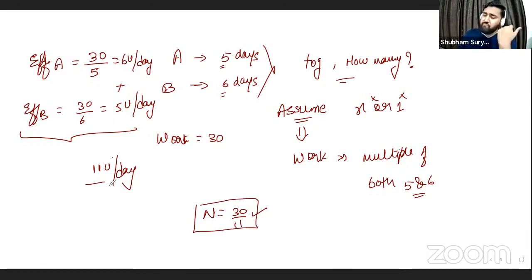every day 11 units of work needs to be done. So in 1 day, 11 units of work. In 2 days, it's going to be 11 into 2. In 3 days, it's going to be 11 into 3. Let's say it takes n days to complete the work. It's going to be 11 into n. This work can be equated with the number 30, and n comes out to be equal to 30 divided by 11, guys. So in both the ways, you can just solve it.